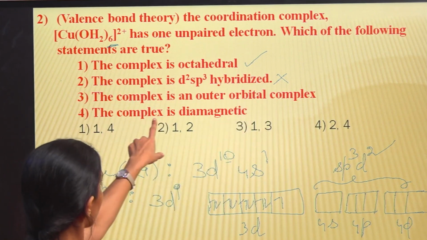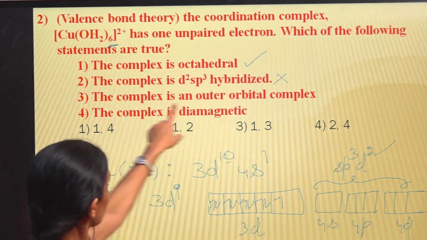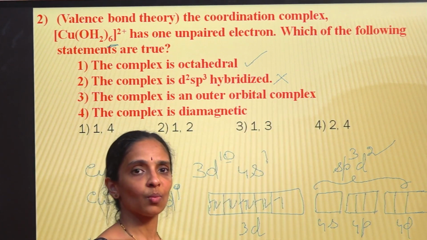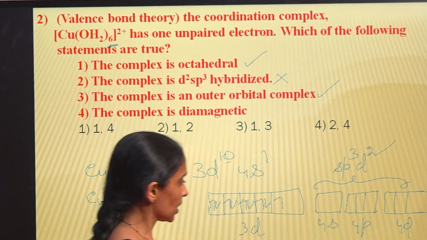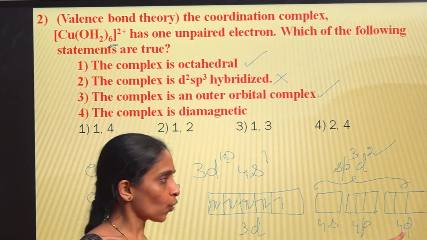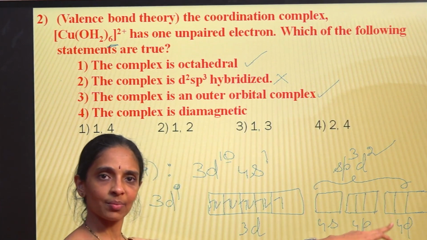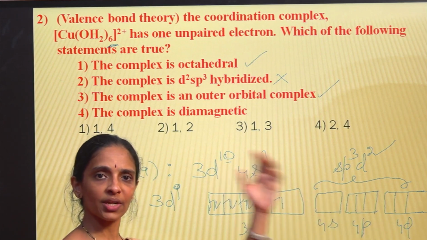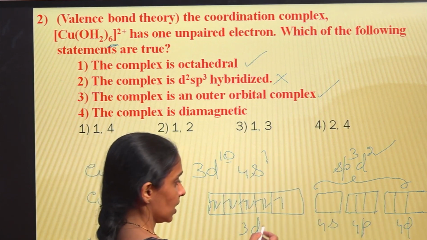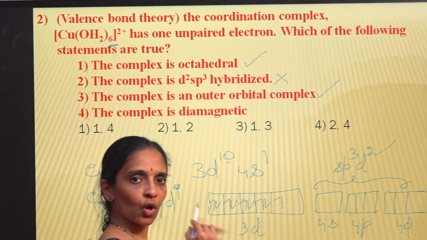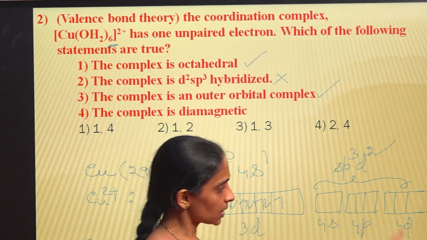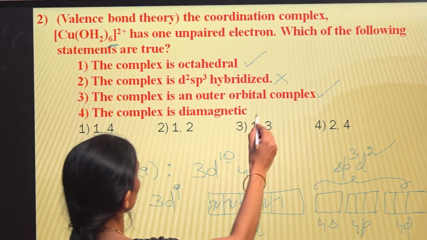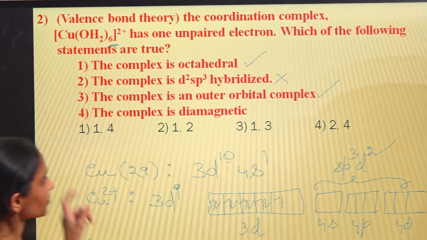The third statement says the complex is an outer orbital complex. That is correct because instead of 3d, 4d orbitals are involved in hybridization and in bonding with the ligands. If 3d were to be involved, then the complex would have been an inner complex. But 4d is involved, that is why the complex is an outer complex.